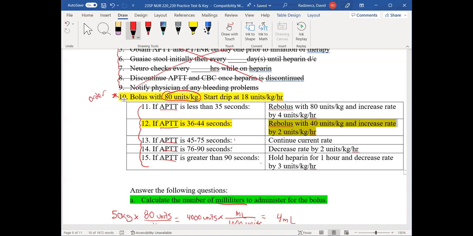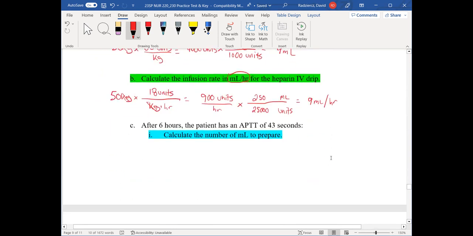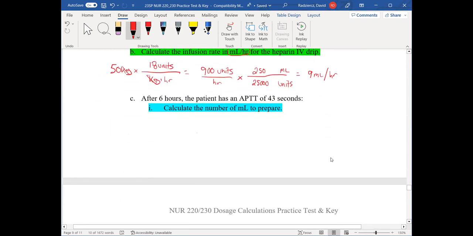And what are the steps? Rebolus, so do bolus again with 40 units per kilogram, and then increase the original rate by another 2 units per kilogram per hour. If our original was 18 units per kilogram per hour, we're going to raise it up to 20. So let's go ahead and do that. So patient's weight, again, same patient, 50 kilograms. And I'm going to multiply by the bolus dosage strength, which is the 40 units per kilogram.